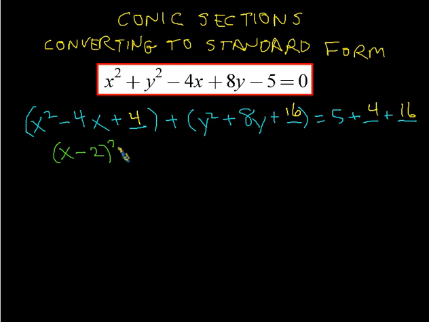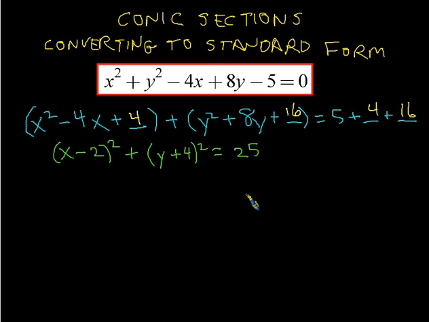And I feel bad. I rushed a little bit. I didn't give you a chance to try it on your own. Why don't you try this one here? Pause the video for a moment and see if you can remember how to write this out as a binomial squared. All right, let's go ahead and try. So this is going to be y plus 4 squared. And then over here, we'll do 5 plus 4 is 9 plus 16 is 25.